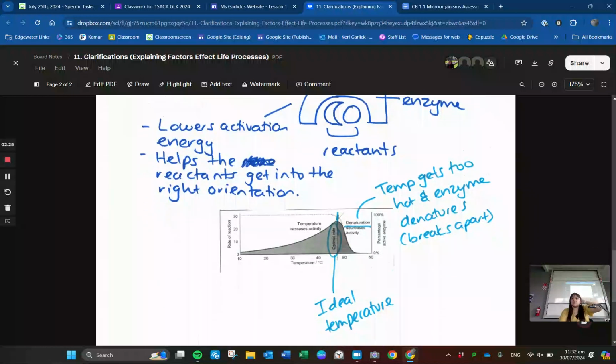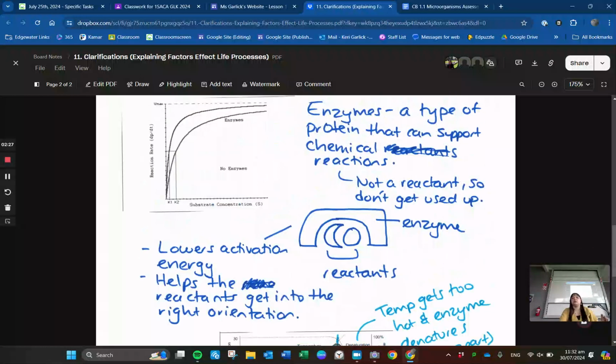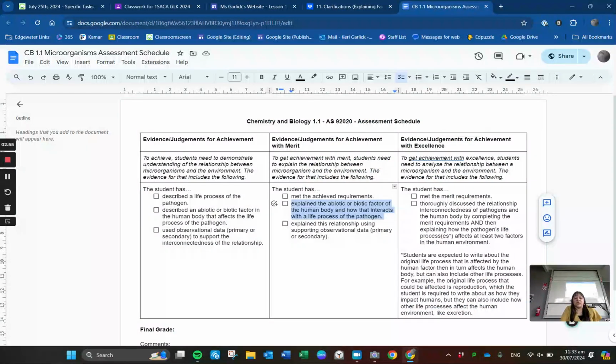That's what we were talking about. So I do need to see an explanation of what is happening, what the factor is doing to the life process of the pathogen. Are we okay with that so far? A lot of you guys identified it, but you didn't explain why. When you explain why, it's not going to be specific to your pathogen. It's going to be more general information. Does that make sense? Hopefully? Okay, I see some head nodding. Good. So that one I saw a lot of you struggling with.